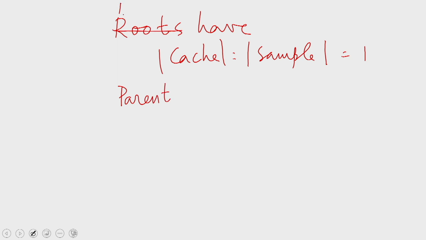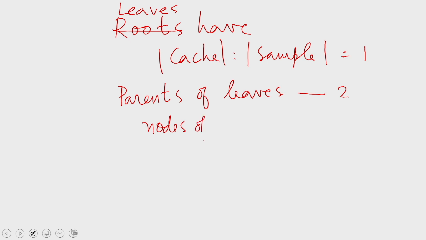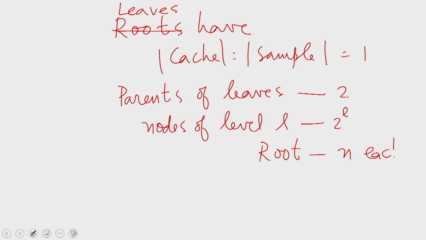The leaves have cache and sample size of 1 each. Parents of leaves have a size of 2 each. In general, nodes of level L have a size of 2 power L. The root has arrays of size n each, because the root is at level log n.